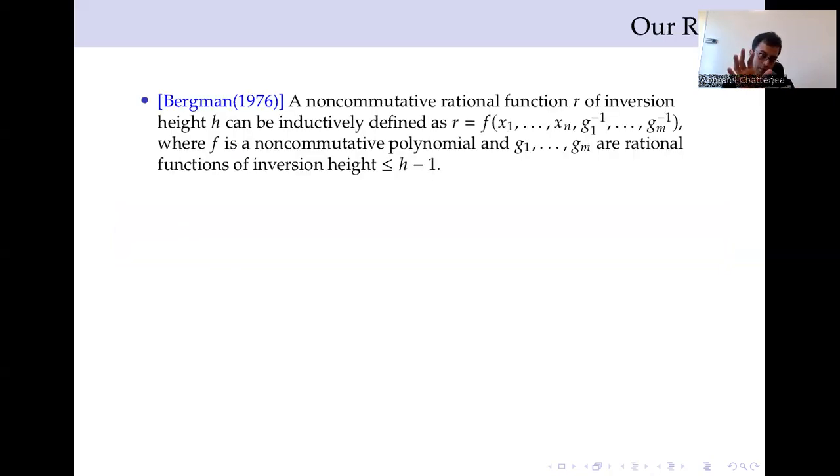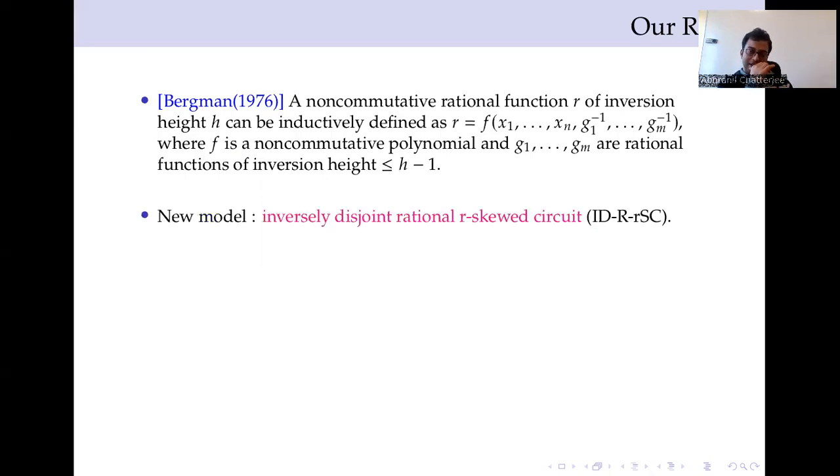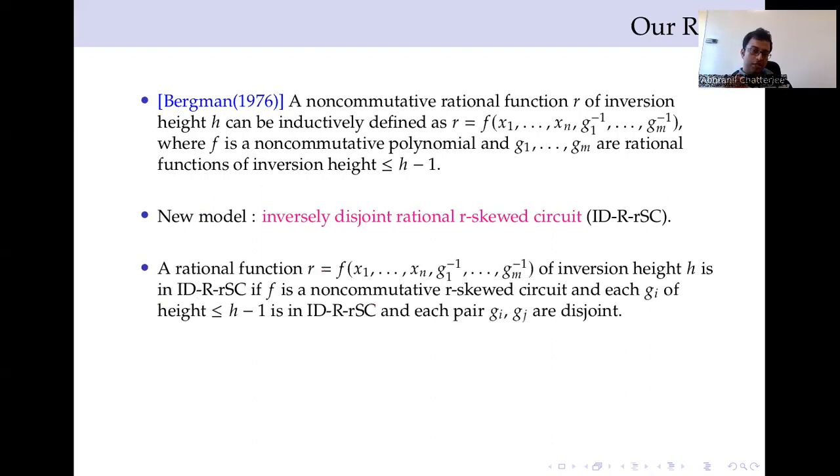Before we define a new model, let us go for a third definition of non-commutative rational function. It was defined by Bergman, who defined a non-commutative rational function of height h. Suppose you have a polynomial expression where some of the variables you replace by non-commutative rational functions of inversion height h minus 1. This is the way to construct a non-commutative rational function of height h. And the new model that we define, which we call inversely disjoint rational ABP circuit, is where this polynomial expression is computed by a non-commutative ABP circuit, or equivalently by a non-commutative ABP.